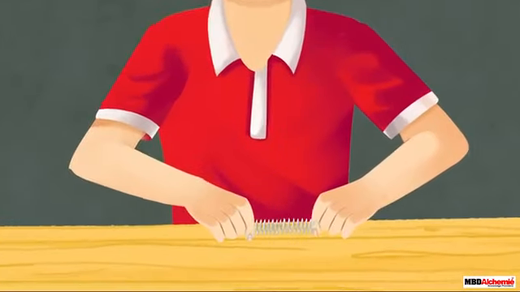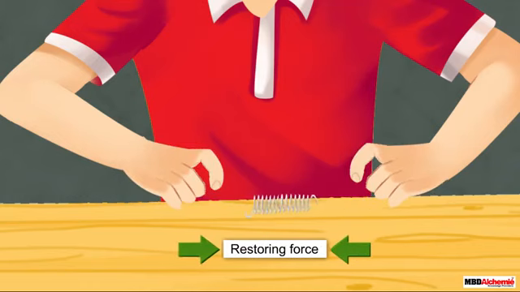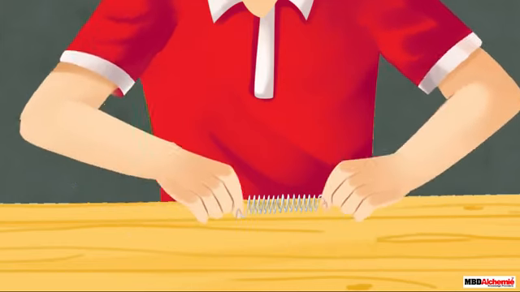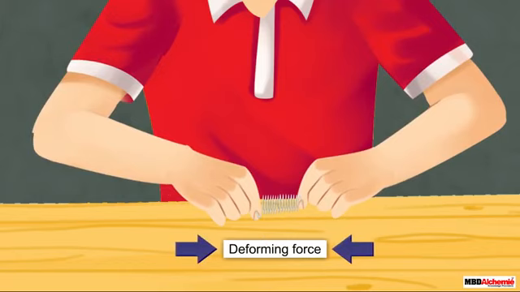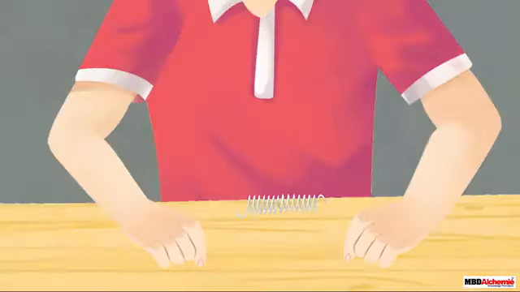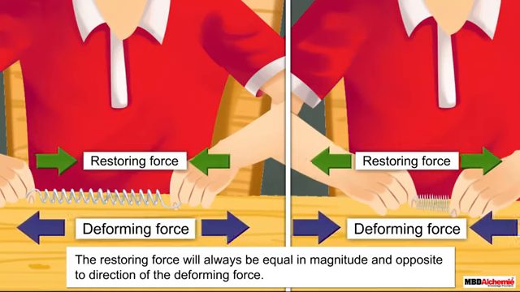When we are stretching the spring, the deforming force will act in the outward direction and the restoring force will act in an opposite direction, that is, in the inward direction. Similarly, when we compress the spring, the deforming force will act in the inward direction and the restoring force will act in the outward direction. The restoring force will always be equal in magnitude and opposite to the direction of the deforming force.